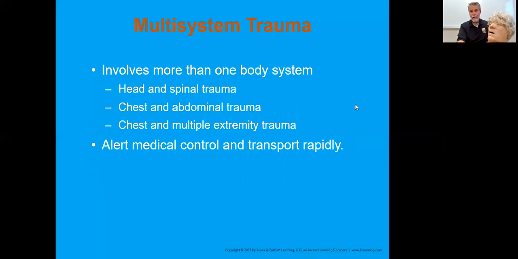Multi-system trauma, again, more than just one body system, right? We think back to the significant versus non-significant. This definitely falls into the significant mechanism of injury. The head and spinal cord, well, those two things go together. The chest and abdominal trauma, chest and multi-extremity fractures.